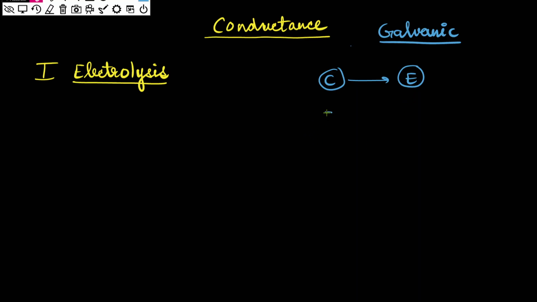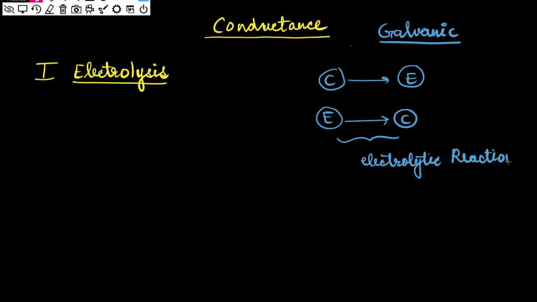Then there are certain other reactions where we are using the electricity from outside to carry out a certain kind of chemical reaction. And this type of reaction is called an electrolytic reaction. So an electrolytic reaction is one wherein we are using the electricity to bring about a chemical change. And where are we doing that? We are doing that in an electrolytic solution, and this happens on the passage of electricity through that solution. And this whole process is referred to as electrolysis.